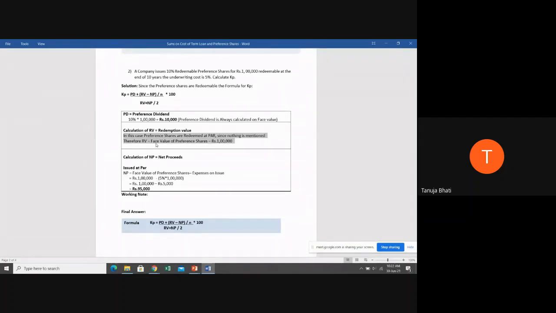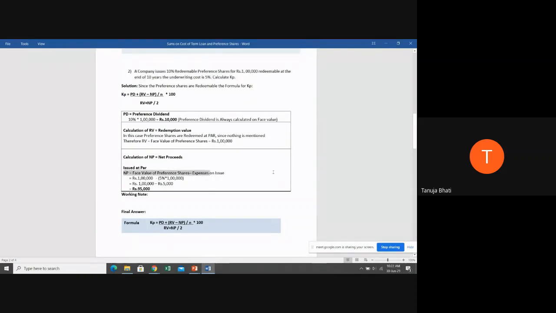Next, we have to calculate NP. So your NP, are they given that the shares are issued at par, premium or discount? Yes, students? No, ma'am. So we take that it is issued at par.